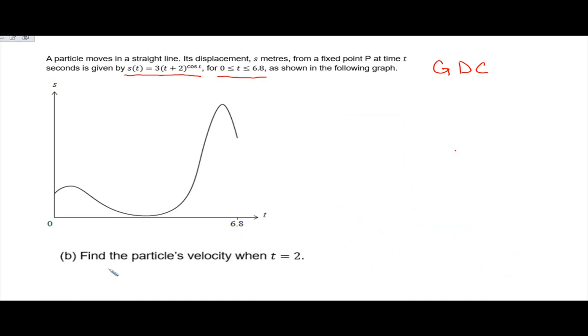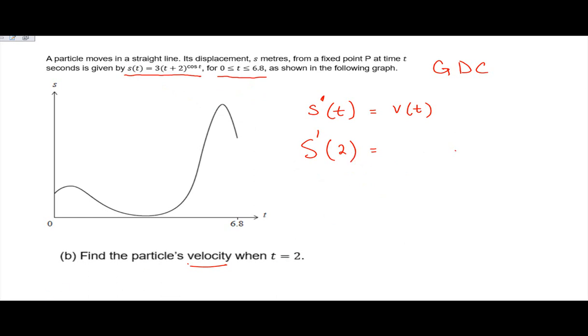Okay, part B. Find the particle's velocity when t equals 2. Now if you have the displacement and you want to find velocity, we know we need to take the derivative of displacement, right? That's going to give us velocity. So basically we need to find the derivative of displacement when t equals 2, and then that will give us our answer. On the Inspire, you're just going to find the derivative of this function when your x value is 2.